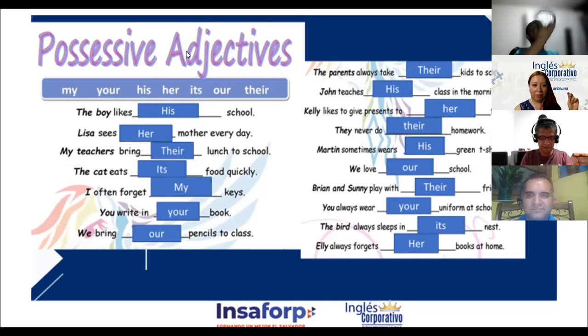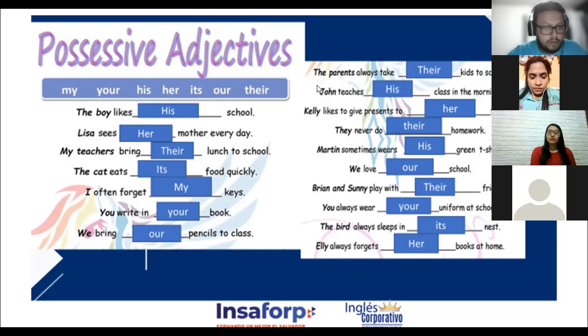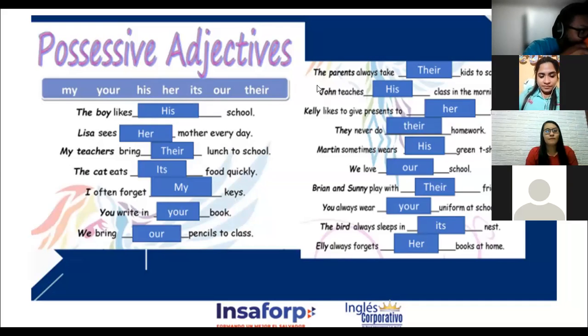Number one, Alfredo Alas, please. Number two, Lisa sees. Number one. The boy likes his school. Thank you. ¿Cuál es el possessive adjective ahí, Alfredo? His. Exacto, right? Number two, Tania, please. Lisa sees her mother every day. Very good. Thank you. What is the possessive adjective in the sentence, Tania? Her. Exactly. Thank you.